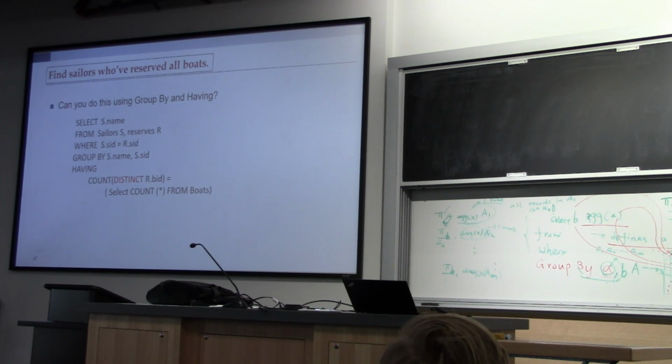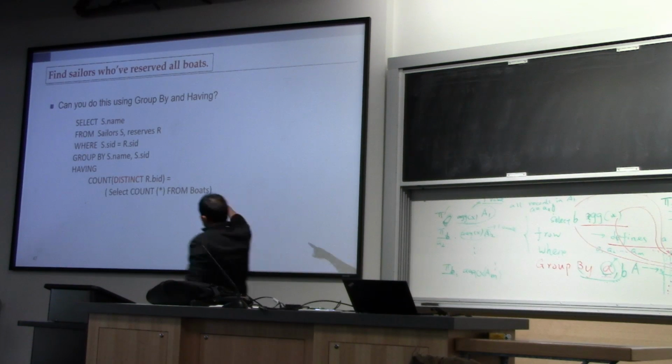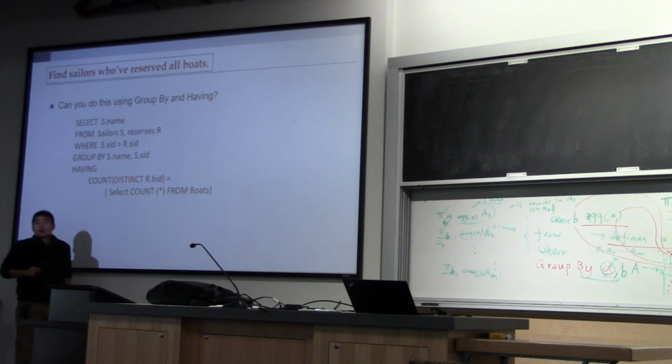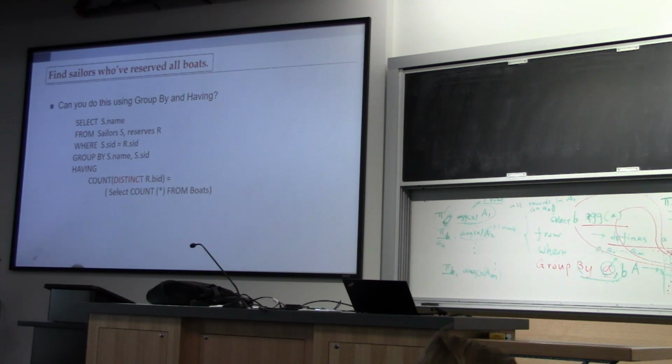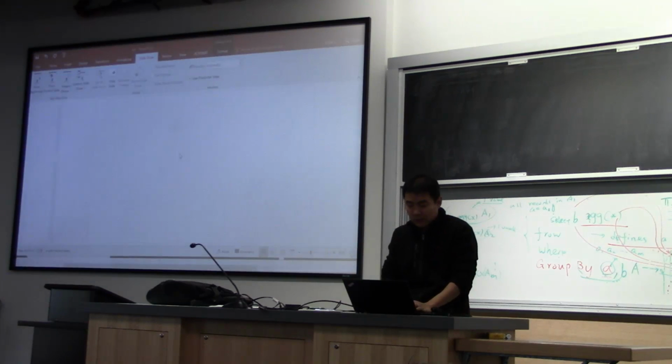A final technicality is that, in this case, I'm including the sailor name in the group by list only so that I can project it out in the end. Because projection for a group by clause must be from its grouping list. So I include sailor name in my group by clause. However, group by sailor name and sailor ID is the same as group by sailor ID.